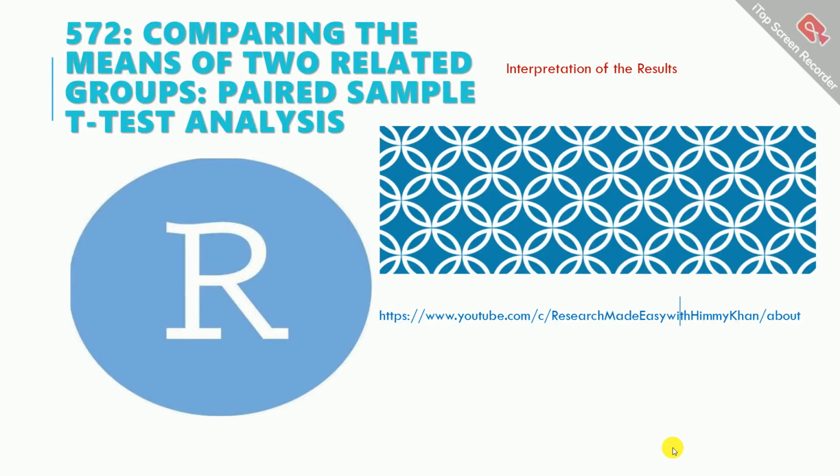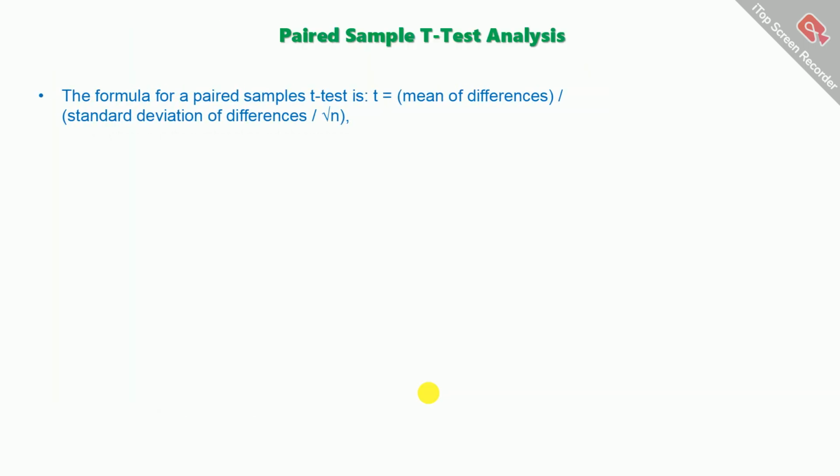My dear students, colleagues and friends, after comparing the difference between sample and population, and comparing the means of two independent groups or two different groups, in this video, video number 572, I am using the paired sample t-test to compare the difference between two related groups. Before I do that in the software, let me share with you some detail about the paired sample t-test analysis.